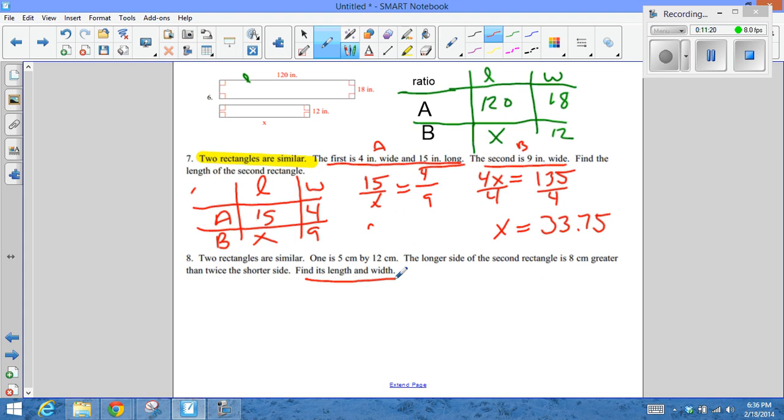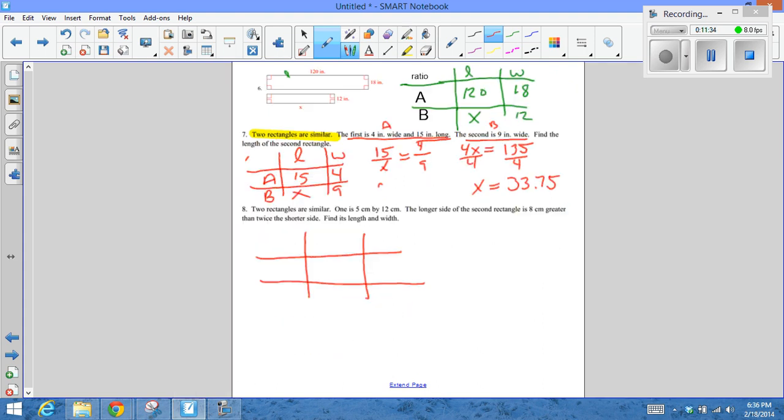Oh no, I'm sorry. You can't do this one. I'm going to show you how to set the box up, but we can't solve this. Let's do that though. Let's set up our box because it is interesting.